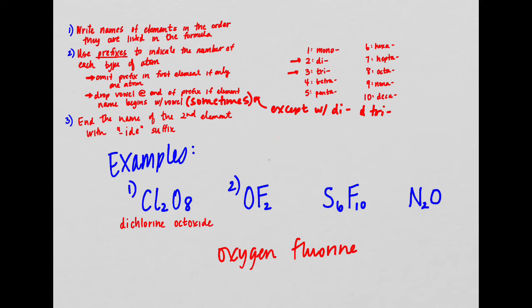So same situation goes here. We have oxygen. We're not going to write monooxygen. We're just going to write oxygen. So moving on to the next one, fluorine. Fluorine has two, so it's going to be difluorine, but we're going to get rid of the INE ending, and we're going to replace that with an IDE ending. So that's going to be difluoride. Oxygen difluoride. That's the name of number 2 here.